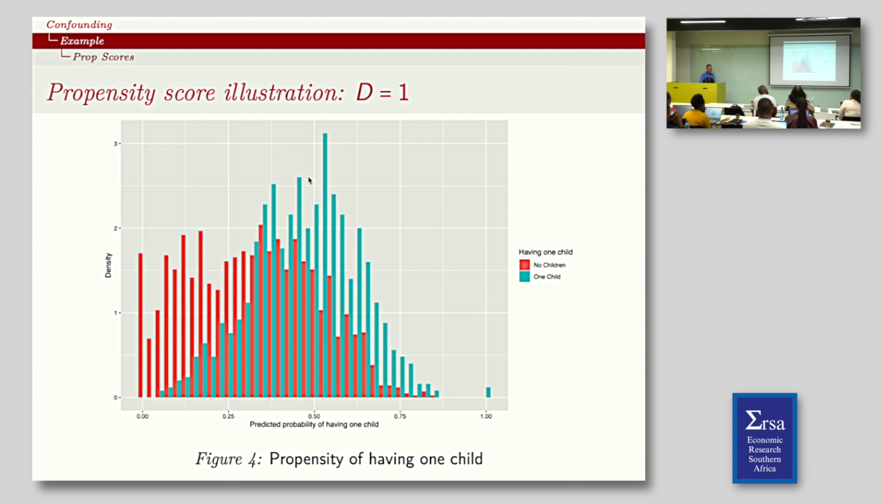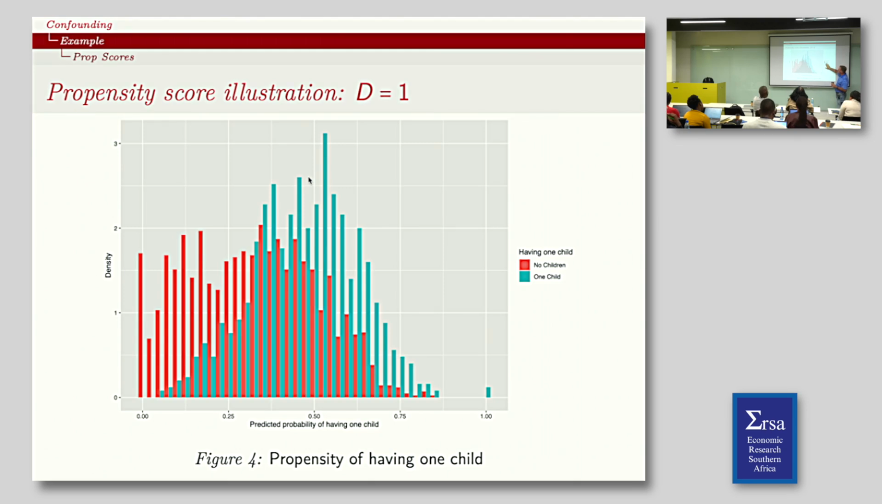So here's the initial results. And this just shows me the overlap in the underlying propensity scores, right? So for those who have no children, their estimated propensity scores are in pink, I guess. Some color like pink. Coral. Let's call it coral. I like that.